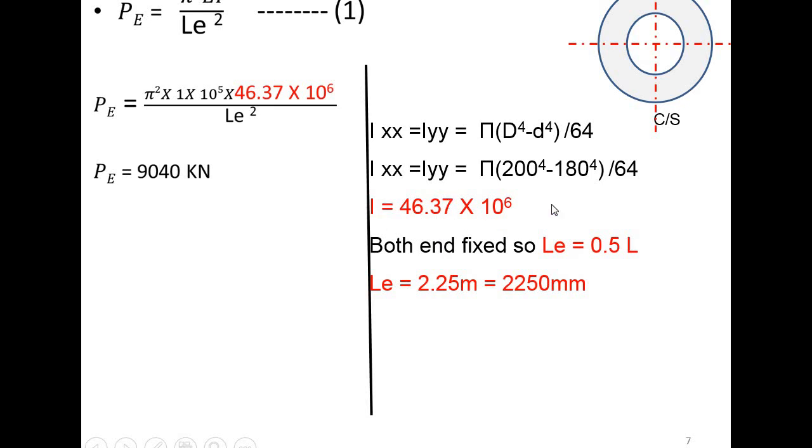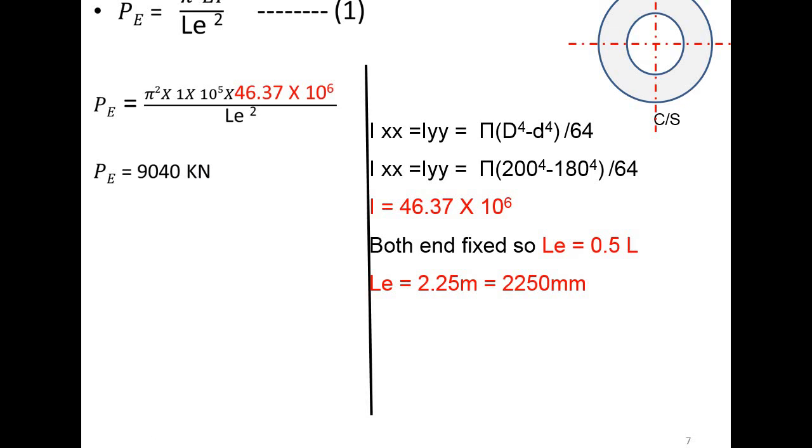So this will be the minimum moment of inertia, and we know that if both ends of a column are fixed, then equivalent length equals 0.5 of actual length. So actual length is given as 4.5 meter. So we'll get the effective length for this particular condition as 2.25 meter. So just put the values of I, that is moment of inertia, effective length, and Young's modulus in Euler's formula. We'll get the value of P equal to 9040 kilonewton.